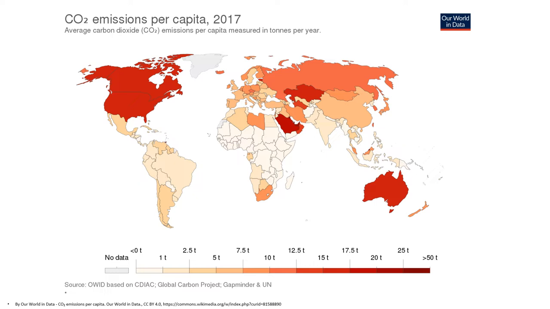Here in this map, the carbon dioxide emissions per capita for the year 2017 have been displayed. The average carbon dioxide emissions per capita, measured in tons per year, are shown to be maximum in the North American countries like USA and Canada, the Middle East countries like Saudi Arabia, Oman, Iran, the Asian countries like Kazakhstan, Turkmenistan, Mongolia, China, Japan, South Korea, Taiwan, in South Africa and the continental Australia, New Zealand, and Russia and other European Union nations.